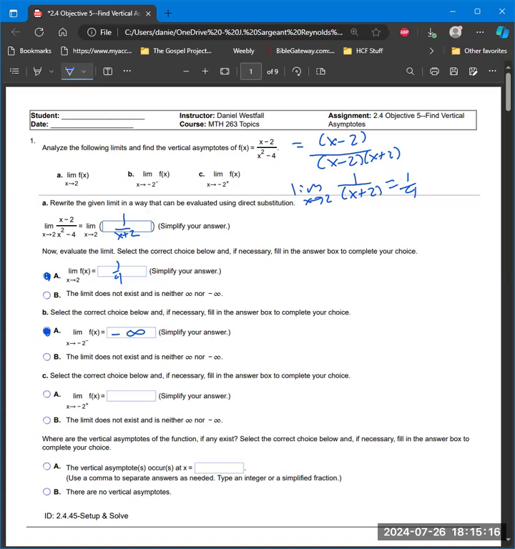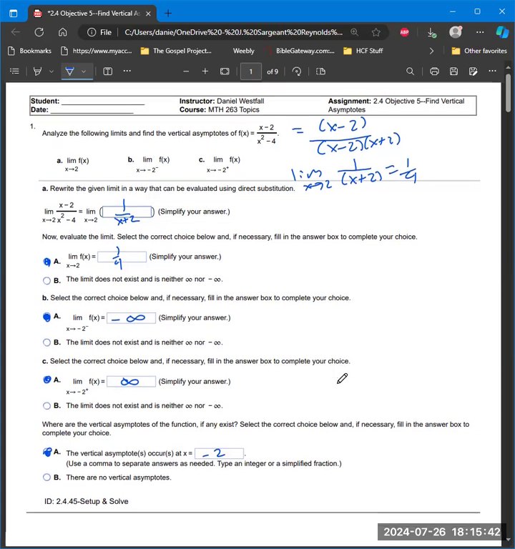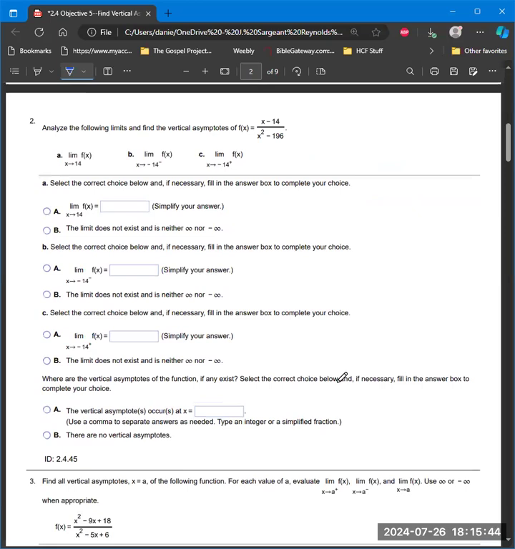And as I get close to -2 from the right, I'm going to have a positive number in the denominator, and 1 over a small positive number is going to tend towards positive infinity. And so there's a vertical asymptote that occurs at x equals -2, because that's the factor that's left remaining in the denominator here, that if I set it equal to 0 and solve, I get x equals -2. All right.